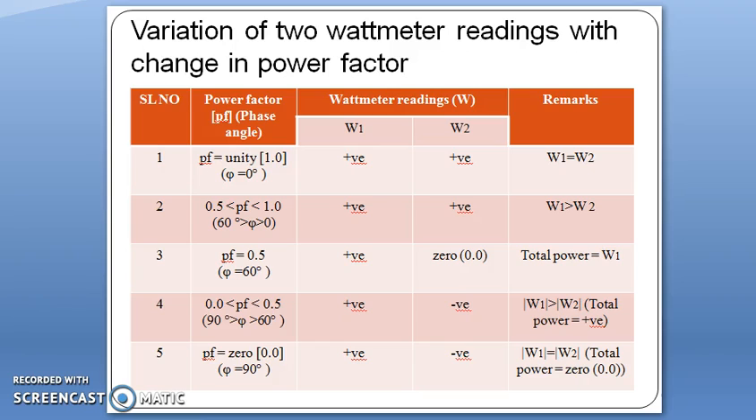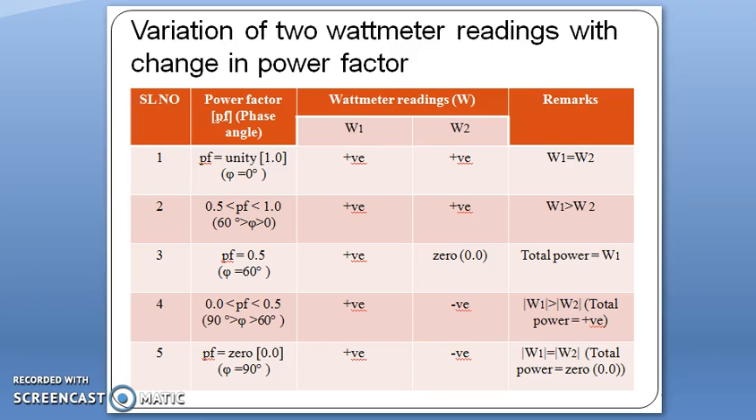And the third case: if the power factor is 0.5, then the wattmeter 1 reading will be positive and the wattmeter 2 reading will be 0, and the total power will be the wattmeter 1 reading. And if the power factor lies between 0 and 0.5, then the wattmeter 1 reading will be positive and the other wattmeter reading will be negative. The magnitude of wattmeter 1 will be greater than the magnitude of wattmeter 2.